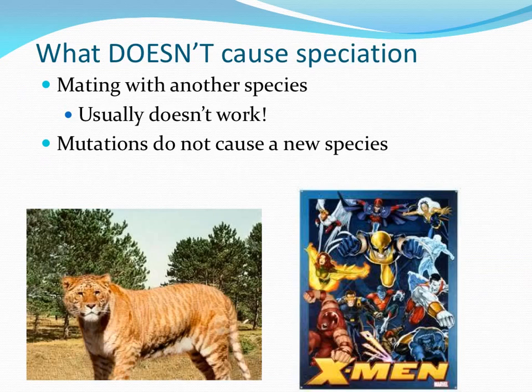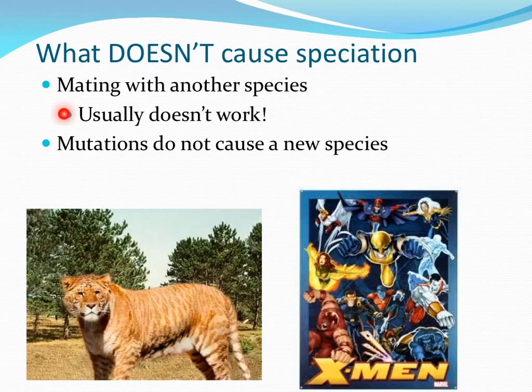With all that being said, it's important to say what does not cause speciation. This slide is a direct result of incorrect answers I've gotten on tests. The number one thing that does not cause speciation is mating with another species. It's not like this fish is on one side of the canal and that fish is on the other side, and the fish says, oh, I can't get to the guy I want to mate with, I'm just going to mate with his eel instead. No, it doesn't work that way.